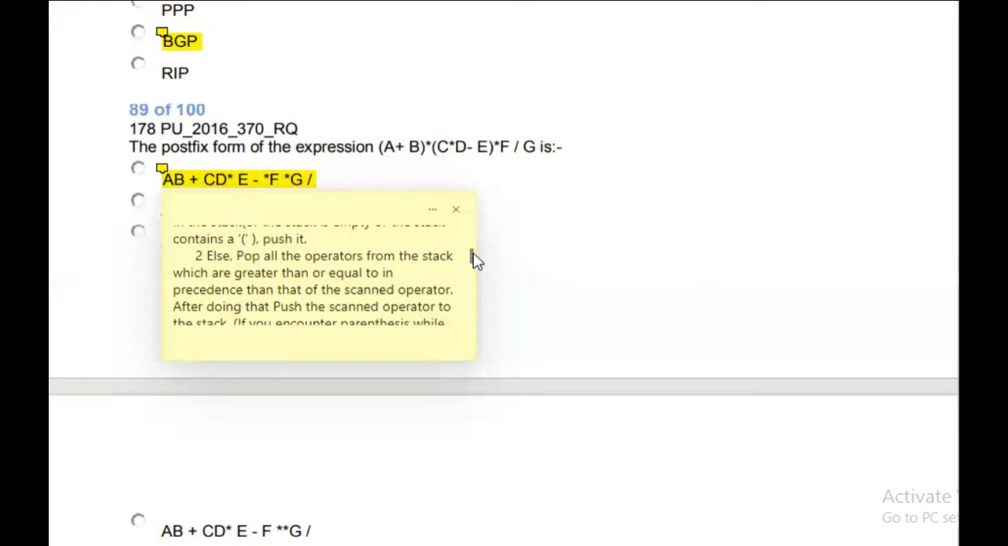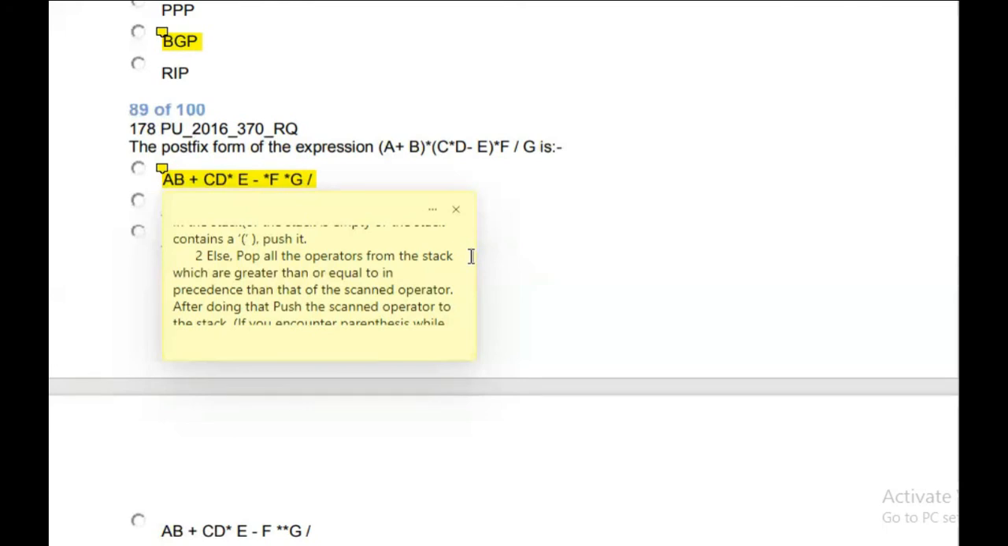it will pop all the higher precedence operators inside the stack, because no lower precedence operator can be pushed to the stack if there is a higher precedence operator. So it is somewhat difficult to learn by only hearing the audio.